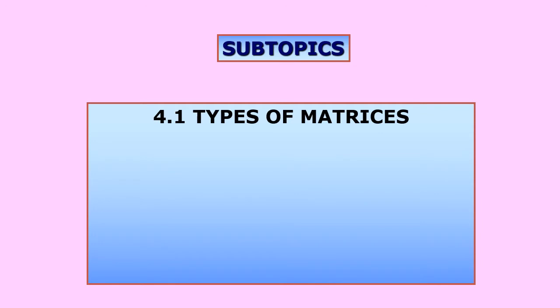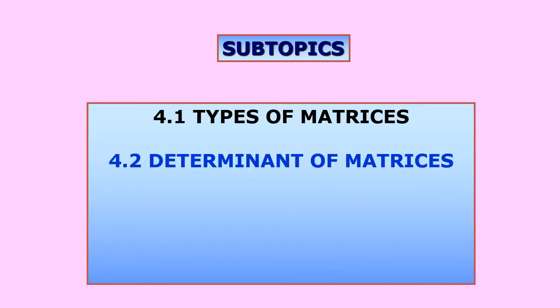Before we continue with the main course, we have to know what the subtopics in this chapter are. There are 4 subtopics. The first one is 4.1, types of matrices. This subtopic is really important because we are understanding the matrices themselves, which is the basic concept of matrices. The second one is to find the determinant of matrices. It's not just the determinant, but there are several values that you need to know about matrices.